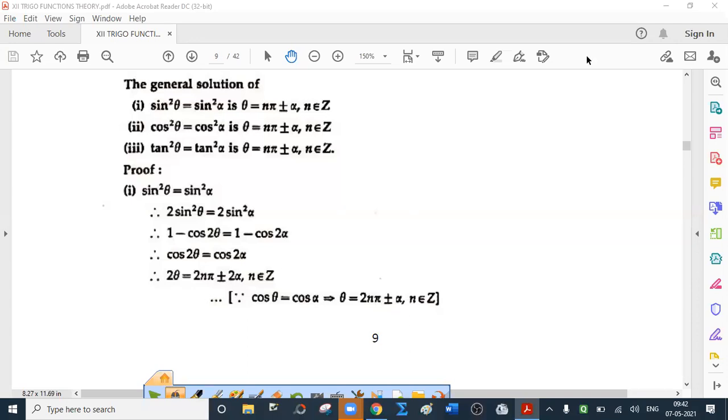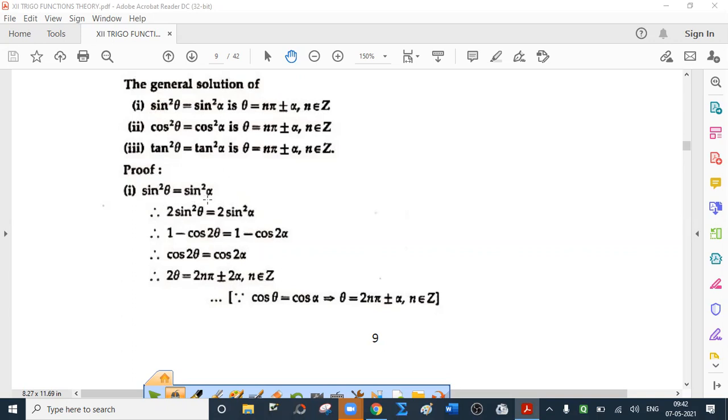Now the last and important part. The general solution of sine square theta equal to sine square alpha is theta equal to n pi plus minus alpha, n is an integer. Same for cos square theta equal to cos square alpha and tan square theta equal to tan square alpha. Let me explain the proof.